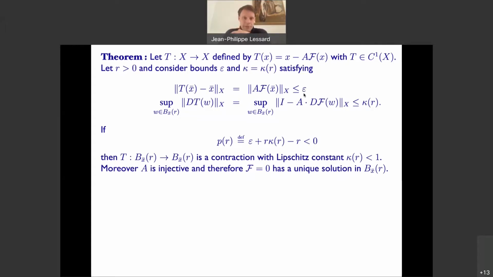That's the first bound. The second one is to compute the operator norm of the Fréchet derivative of the Newton-like operator on the ball of radius r centered at the numerical approximation. By definition of T, once again, this is nothing else than the operator norm of I minus A times the Fréchet derivative df. And we say that it is less than or equal to kappa of r. Again, this constant kappa of r, depending on r, will have to be computed explicitly.